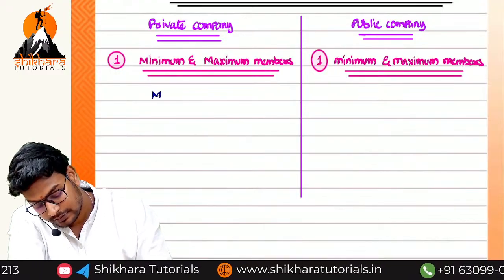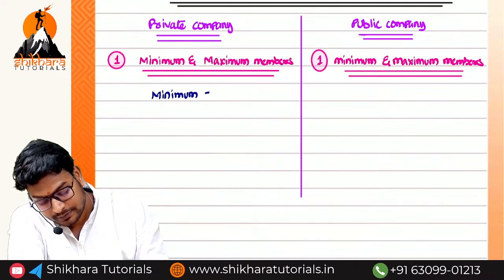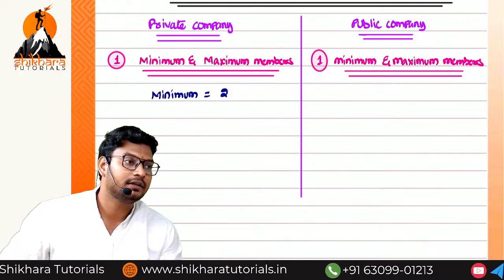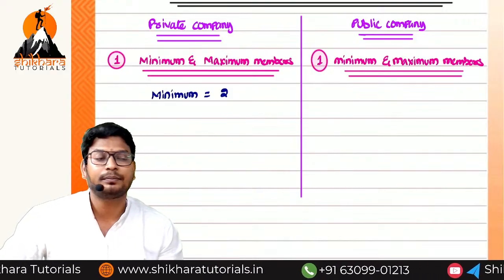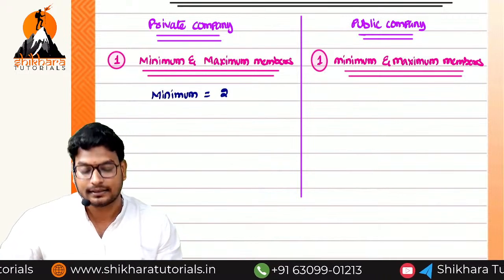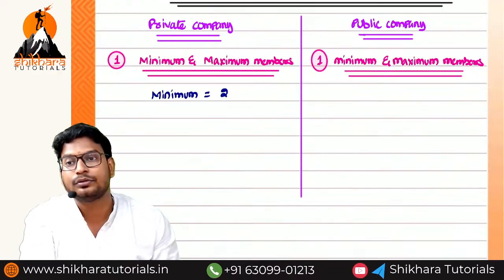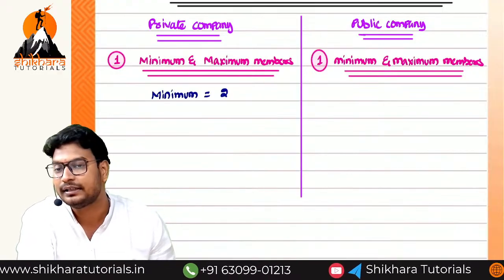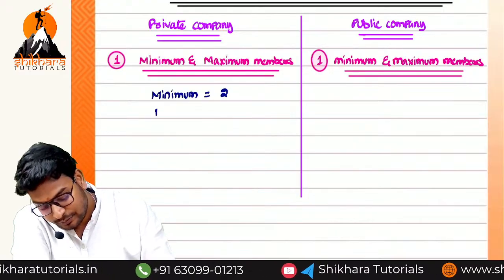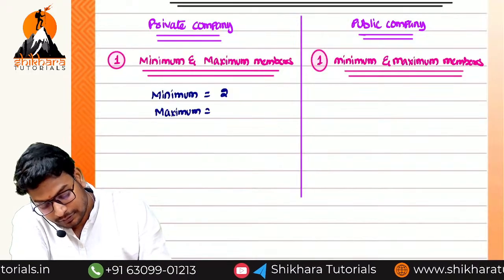From the private company point of view, what is the minimum? Minimum 2. Can only one person start a company? Yes, it is possible. Only one person can also start a company. It is called OPC, one person company. It was introduced in the year 2013, in the Companies Act 2013. And the maximum is 200.